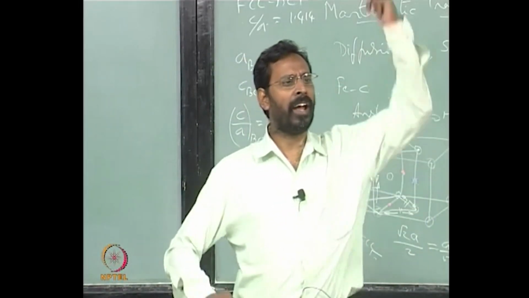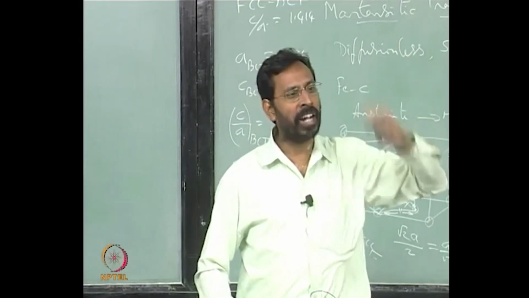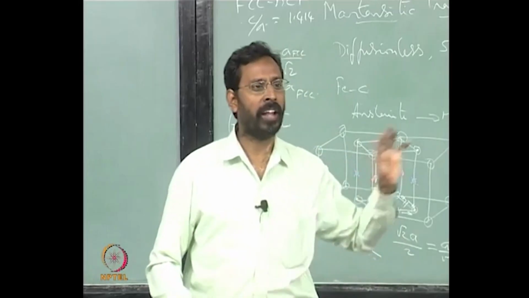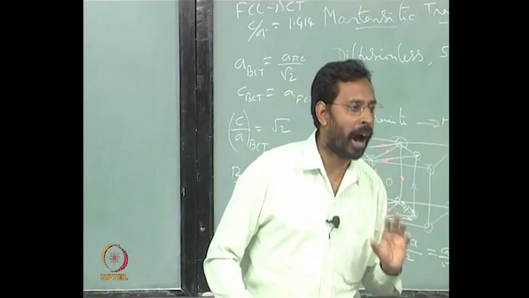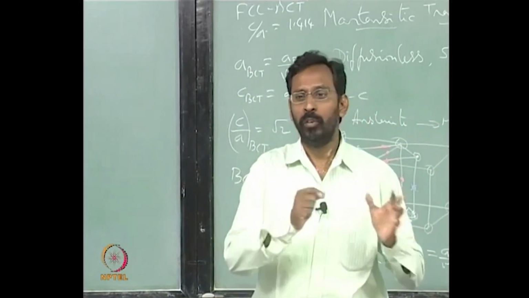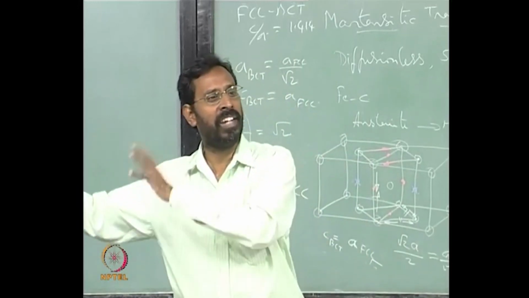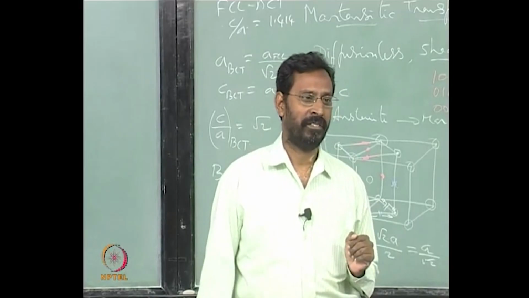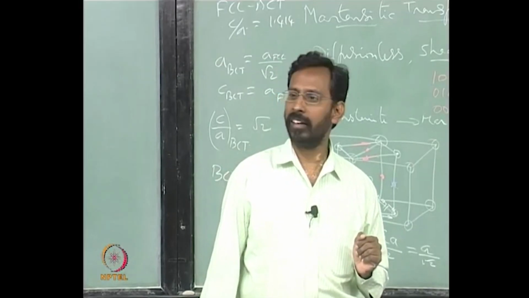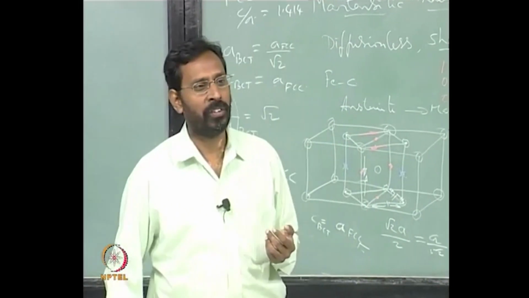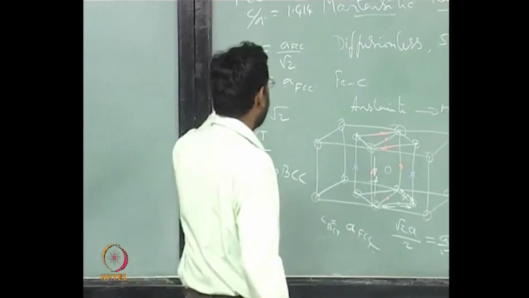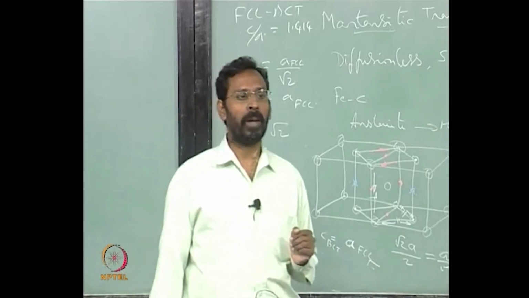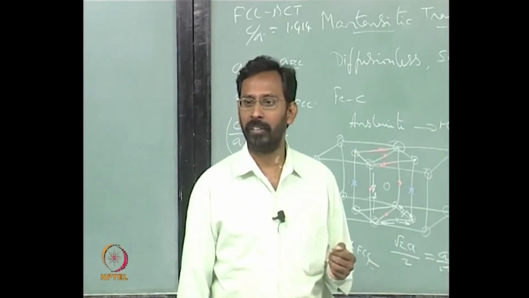So by quenching a FCC pure iron you would get a strengthening; that martensite will be stronger than the original BCC iron, but it would not be as strong as a BCT martensite in steels. So this is how you would see that. And for example, if I take iron nickel alloys, you see the same type of transformation taking place.